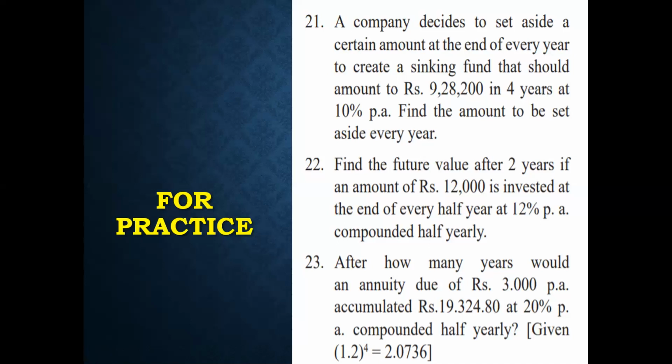So remember class, you can use the formula A dash is equal to C multiplied by 1 plus I upon I into 1 plus I raised to N minus 1. Also the same logic as it is half yearly. So R will be 20 divided by 2, that is 10%, and N will be multiplied by 2. So you can solve this sum and check for yourself whether you are able to do it or not.